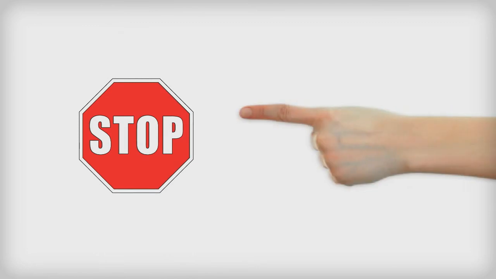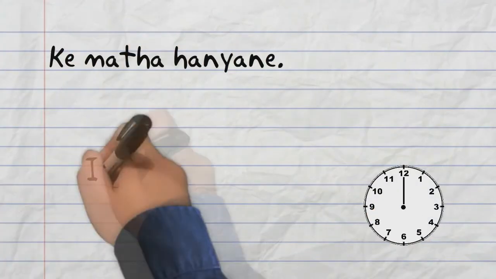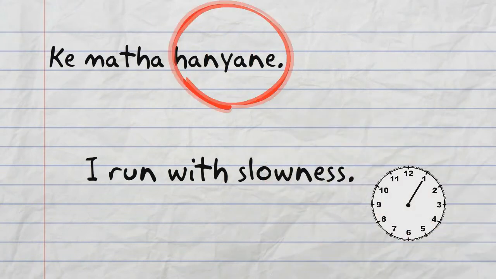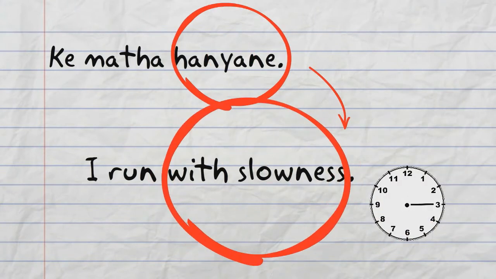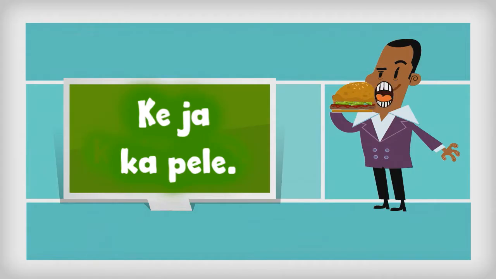Okay, let me explain some more. So when we say Ke mata hanyane, hanyane means something like with slowness. I run with slowness. So I eat fast in Sesotho is ke ja ka pele.